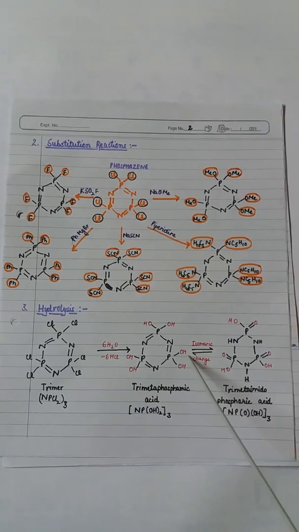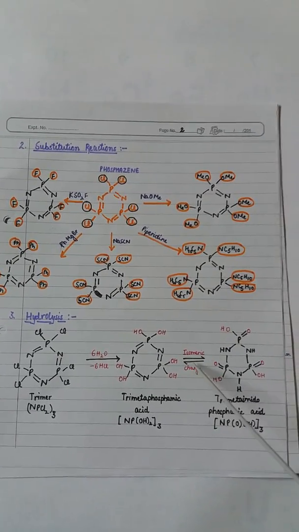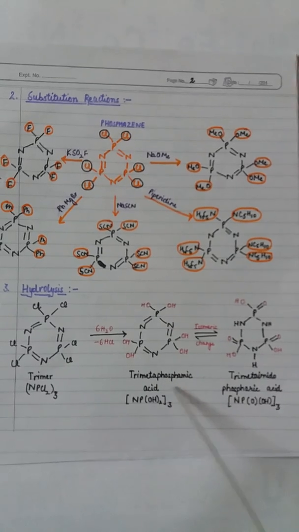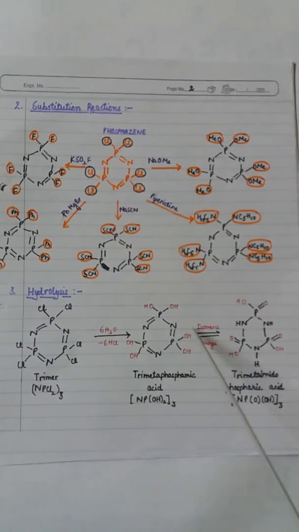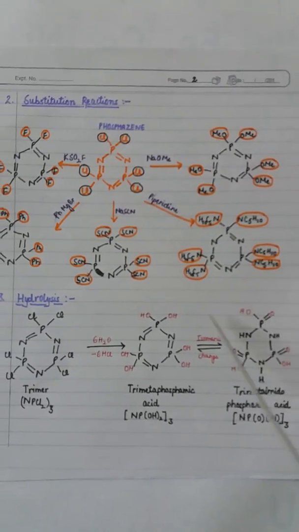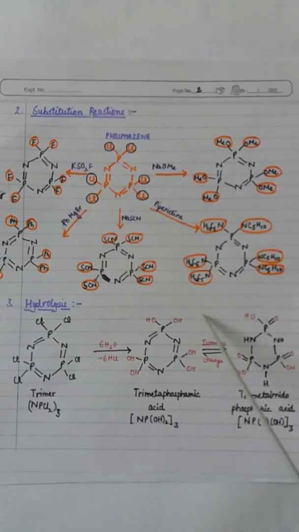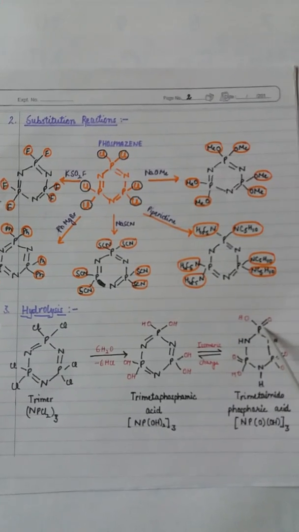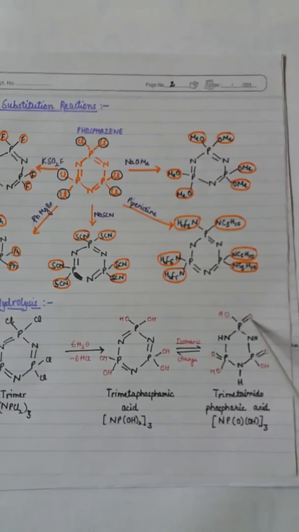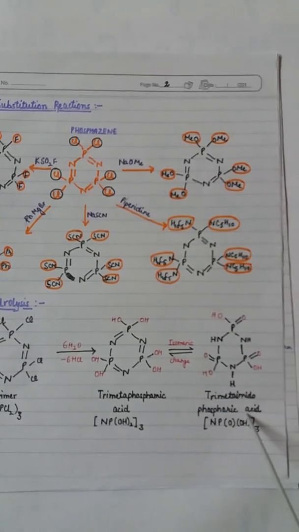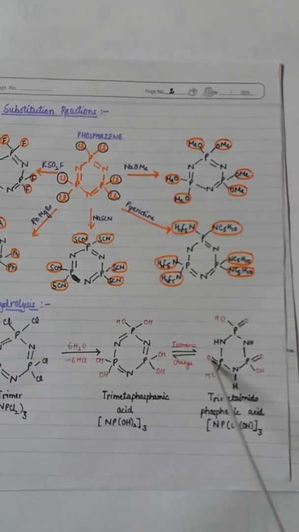Then, you can see the important thing, the main thing is the isomeric change. Generally, the trimetaphosphimic acid which is formed, in which the chlorine atoms are replaced by the OH group, shows an isomeric change in which it loses the H atoms from these 3 OH groups, and the double bond oxygen comes here, converting trimetaphosphimic acid to trimetaimidophosphoric acid. So this is an isomeric change which is reversible in nature.